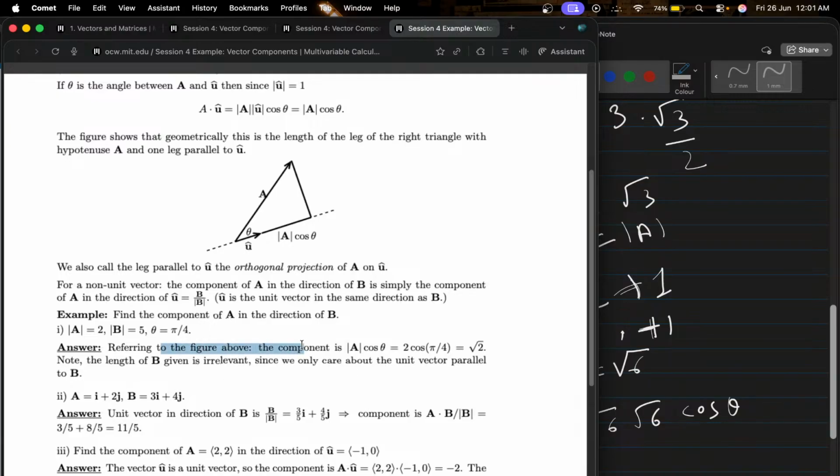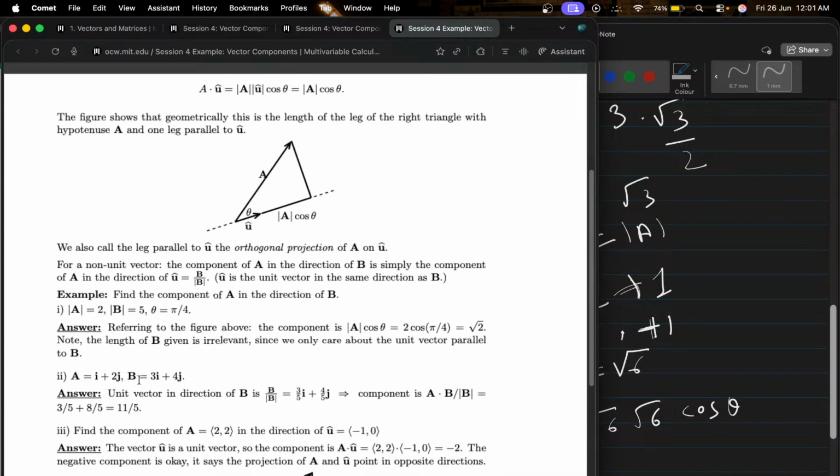Okay, it was simple, but it took me some time to grasp the concept. A equals 2, B equals 3 plus 4j. So it would be 3 plus 8, 11. Okay, I got how it will be 11, but how will it be 11 by 5?